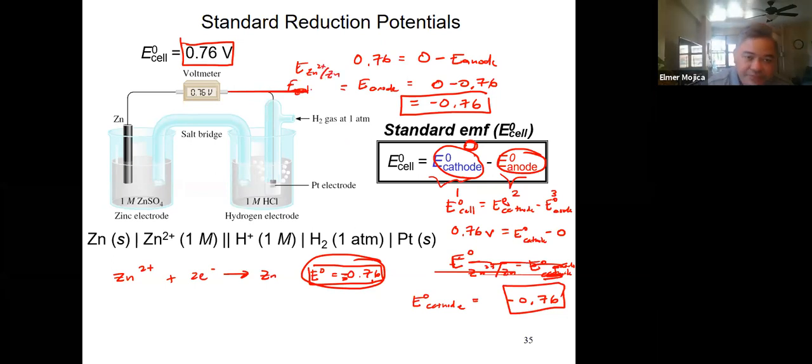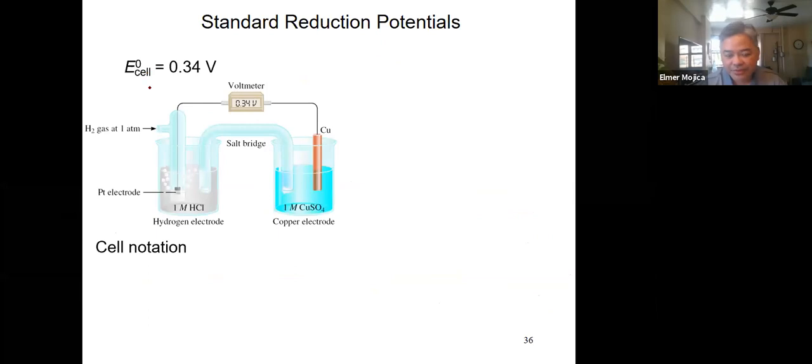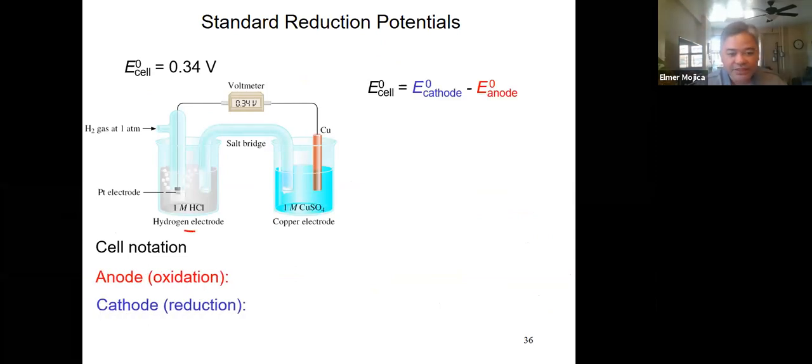So let's try another one. This time, the copper with the hydrogen alone. So if you look at this, what is the one that is happening in the anode? What is the reaction that is happening in the anode? Is it the hydrogen or the copper reaction? Anyone? What do you think happened here? Anyone? What happened in the anode? Is it the hydrogen or the copper?